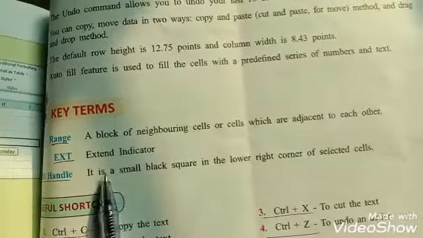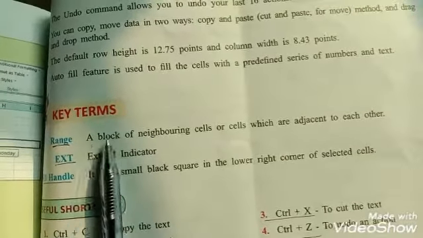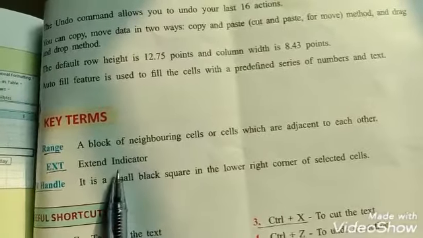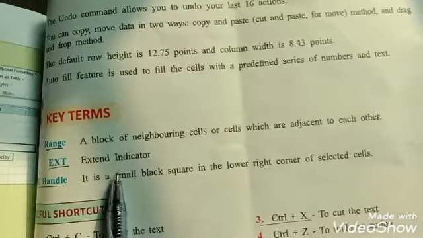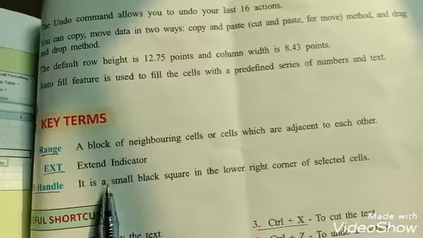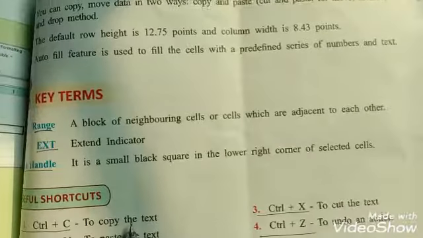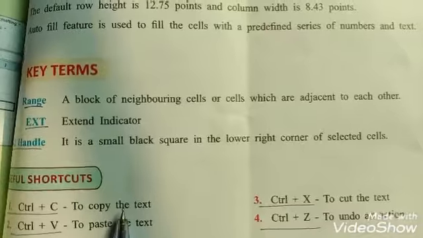Students will highlight these key terms and learn them. First one is range. A block of neighboring cells are cells which are adjacent to each other. Extend indicator. And last one is fill handle. It is a small black square in the lower right corner of selected cells.